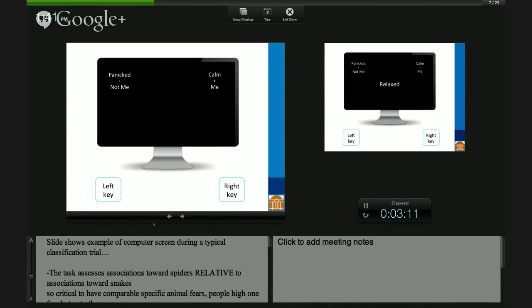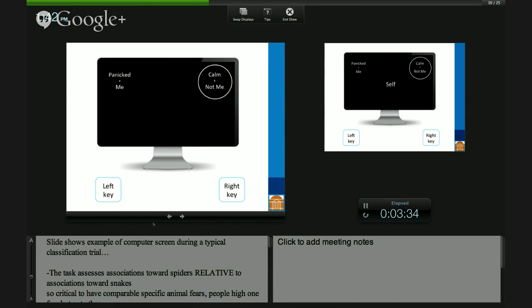All they're asked to do is to sort any stimuli that appear in the middle of the screen. If it fits in the category panicked or not me, you're going to stick it on the left side. Fits in the categories calm or me, they're going to stick it on the right side, and we say go as quickly as you can. It's a very simple sorting task. Even kids could do it. So relaxed comes up, fits in the category calm, goes on the right. Self fits in the category me, goes on the right. Afraid would fit in the category panic, goes on the left.